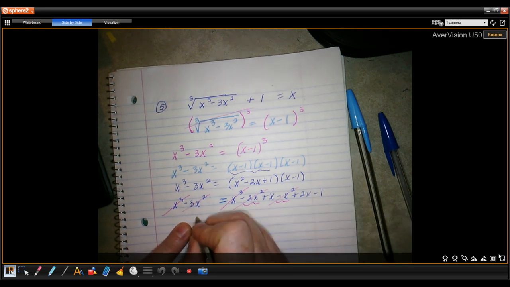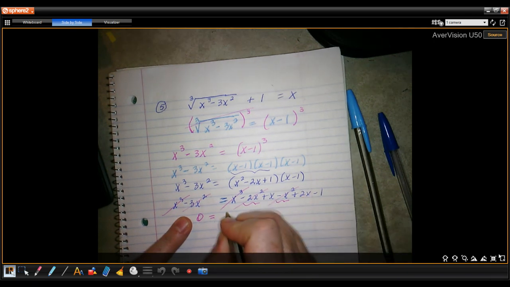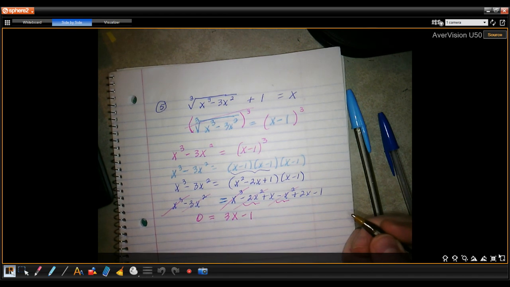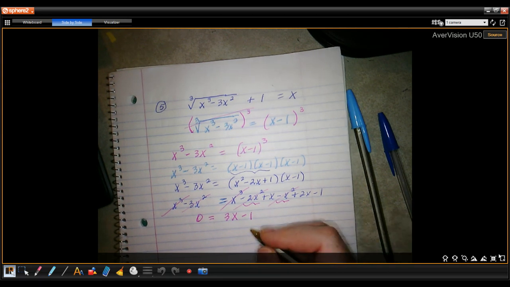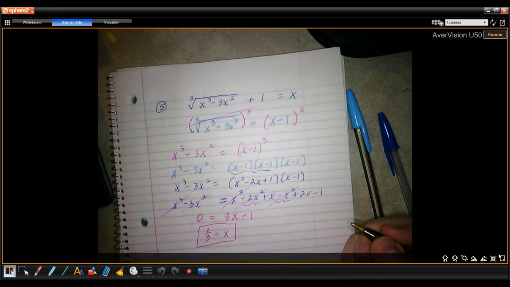So far, I'm left with 0 on this side because everything crossed out. Then I have plus x plus 2x. So 3x minus 1. So hopefully you can go back and do that again if you didn't get that. Okay, now we're going to solve for x. So move the 1 over, divide by 3. So I'm going to get 1/3 equals x. Sweet. So x equals 1/3.